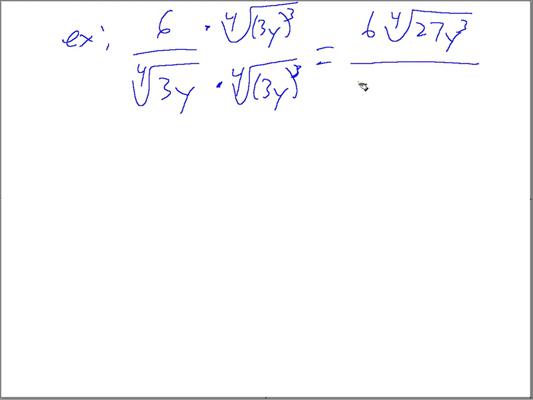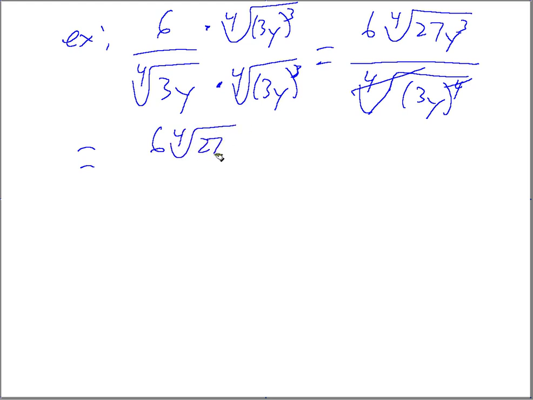On the bottom, just like we had earlier, we now have 4 of these 3y's. 3y to the fourth power. Can we see that? Because you have 3 here and 1 here. Total is 4 3y's. So we can cancel that with the fourth root index. So you're going to get 6 times the fourth root of 27y cubed over just the 3y's left inside.